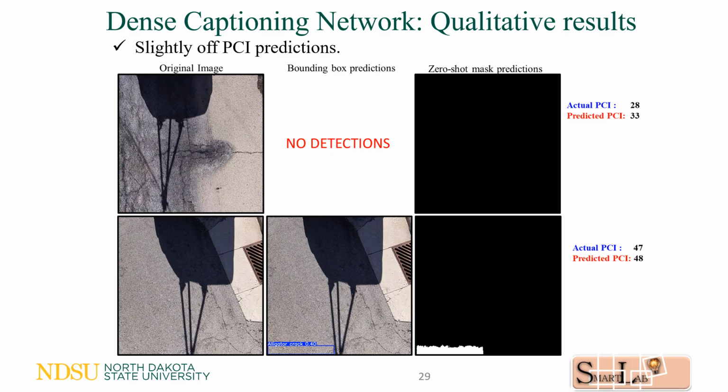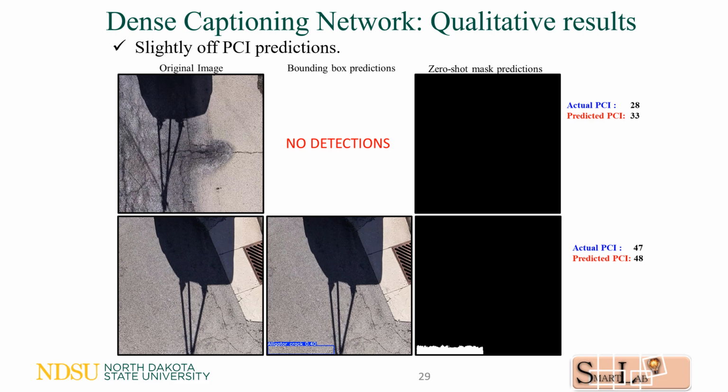Nevertheless, some of the PCI values were slightly off. You can see for the first row, the actual PCI was 28, but the model predicted a PCI of 33, and it was not able to detect any distresses. The model is just focusing on the image itself for predictions, because our SAM model was not able to get a segmentation mask, and that's one of the shortfalls.